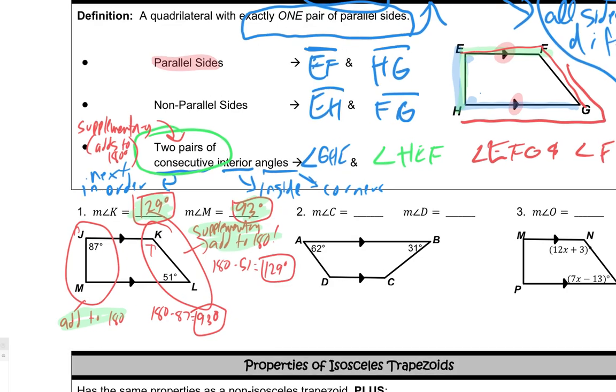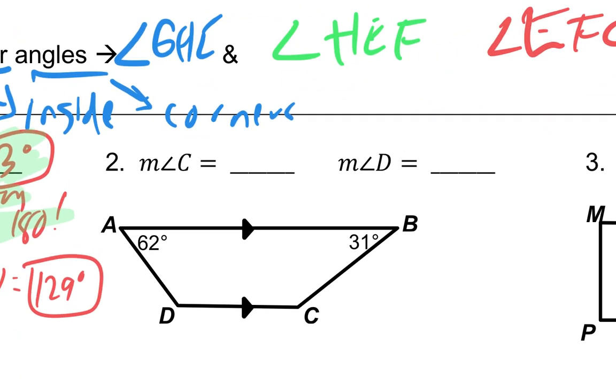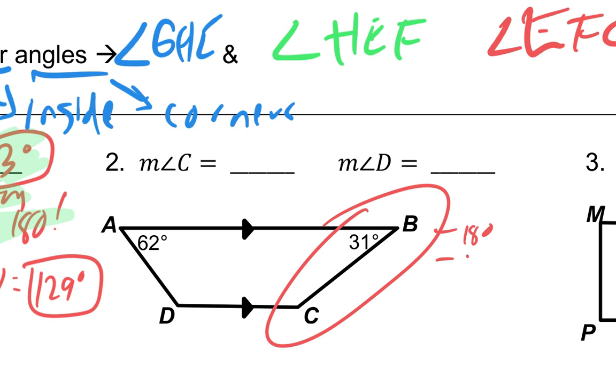Okay, good. So now, keeping that in mind, see if you can get number 2 on your own. Pause the video for a moment. All right, well, let's look at it. It says angle C. What do we know about angle C? We don't know anything about it other than C and B add to 180, right? So I would just say 180 minus 31. If I put that on a calculator, that gives us 149 degrees. So that one has to be angle C.